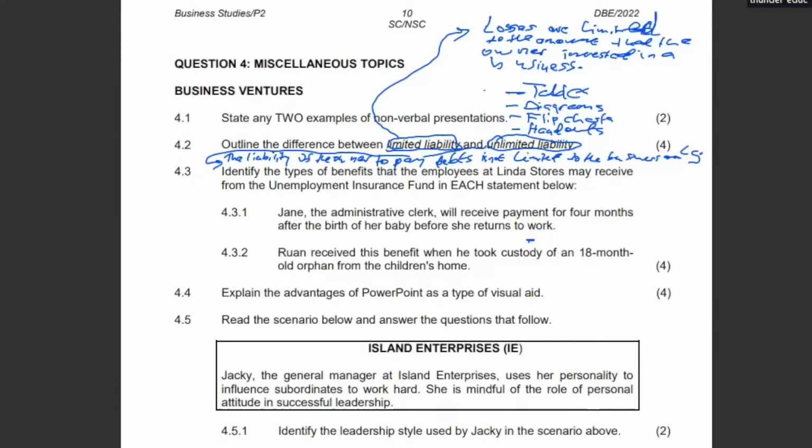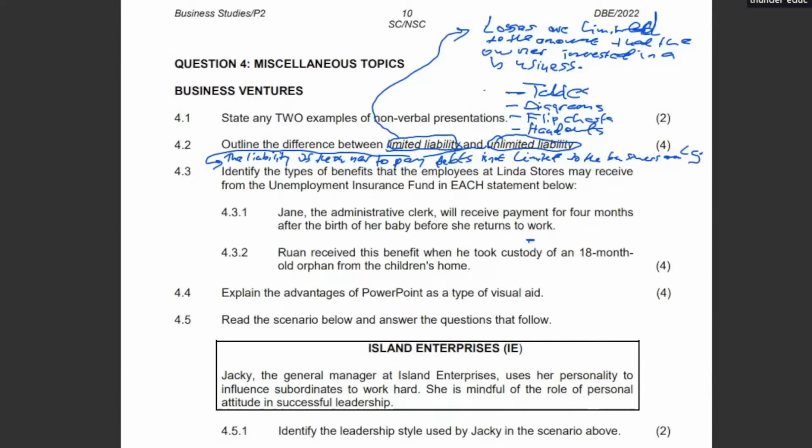So 4.3 reads as follows: identify the type of benefits that the employees at Linda stores may receive from the unemployment insurance fund in each statement below. Remember, unemployment insurance fund is a fund that issues out money when employees are temporarily out of work, not when they are permanently out of work. For a typical example, if they are temporarily out of work because of COVID-19, yes, they are entitled to UIF. Also, if there's a maternity leave or whatsoever, then they'll be entitled to UIF.